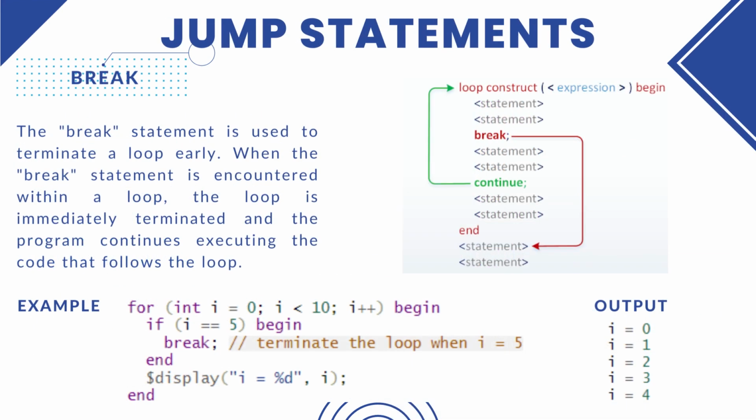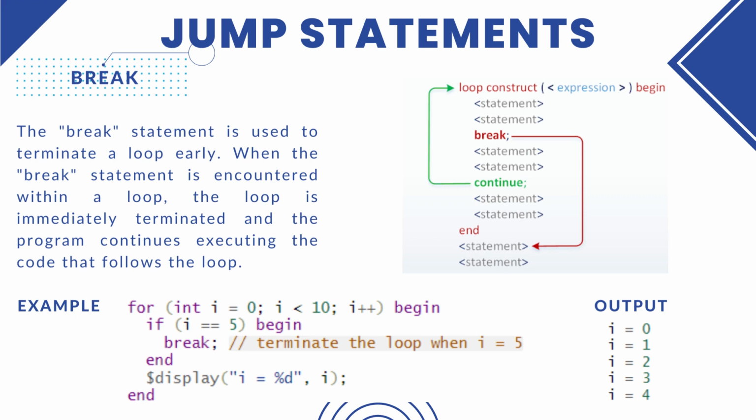Now, we will have a look at jump statements. The jump statements, break and continue, in SystemVerilog are used to alter the normal flow of control in a loop. They are often used to terminate a loop early or skip over certain iterations of a loop. Here is an explanation of each statement, along with examples.